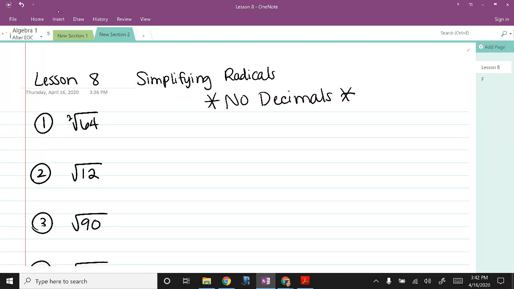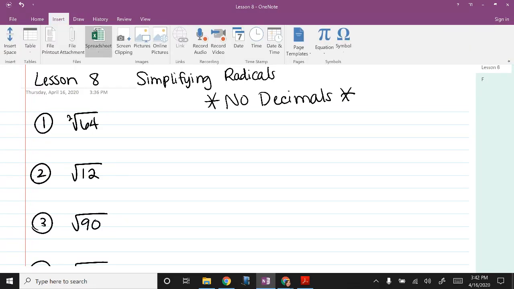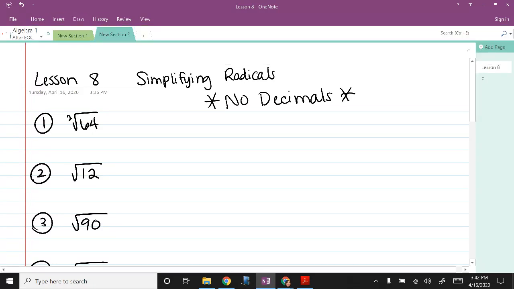Now, this is not going to be taking square roots in our calculator. We might use our calculator to help us find numbers that go into these numbers, but we are not going to punch it in and get a decimal. I don't care that the square root of 12 says 3 point something in your calculator. If you give me decimal answers on your worksheet on this, I'm not going to give you credit for it. Simplifying radicals and approximating square roots using decimals are two different things. So I'm going to teach you how to simplify radicals.